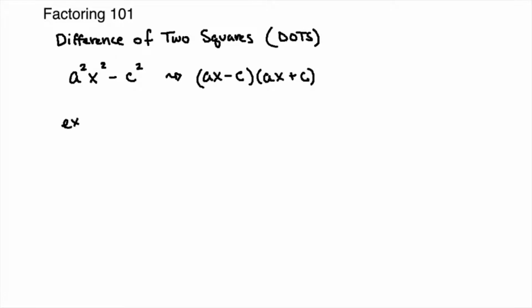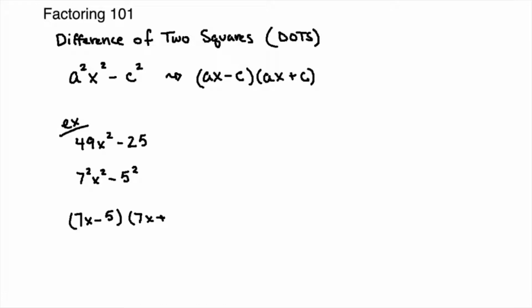So, for example, if we had 49x squared minus 25. This can be rewritten as 7 squared x squared minus 5 squared. So then by DOTS, our factors are 7x minus 5 times 7x plus 5. And so this would be our answer. You can verify that this is true by distributing back out, but I'll leave that up to you if you wish to.